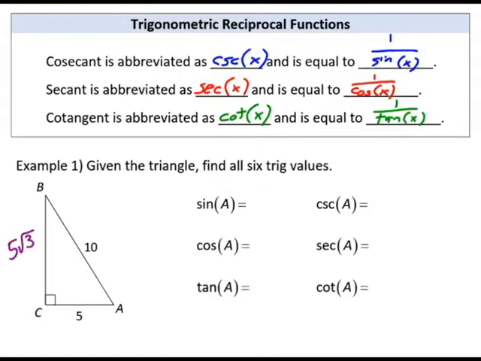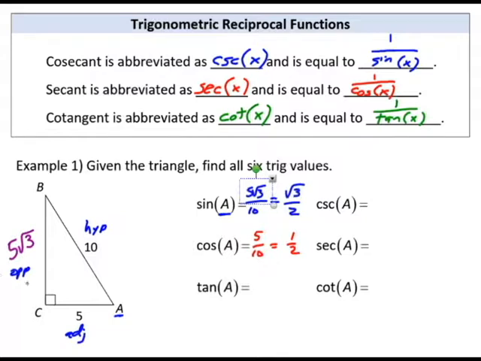If you recognized the side ratios of 30, 60, 90, good for you. That's when the hypotenuse is twice as big as the short side. Now to the trig functions. This is our opposite. This is our adjacent. So 5 root 3 over 10, which simplifies. Cosine of A is adjacent over hypotenuse, 5 over 10, which simplifies. Tangent is opposite over adjacent, 5 root 3 over 5, which again simplifies.